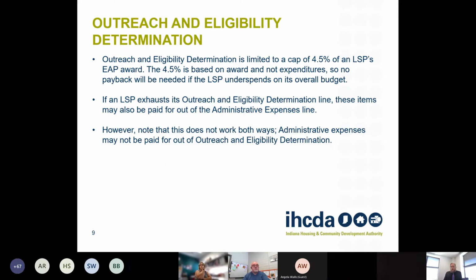If you do exhaust your outreach and eligibility determination line, those eligible items can also be paid out of the administrative expenses line. However, that doesn't work both ways. Administrative expenses may not be paid for out of the outreach and eligibility determination if they don't meet the definition of outreach and eligibility determination allowable items.